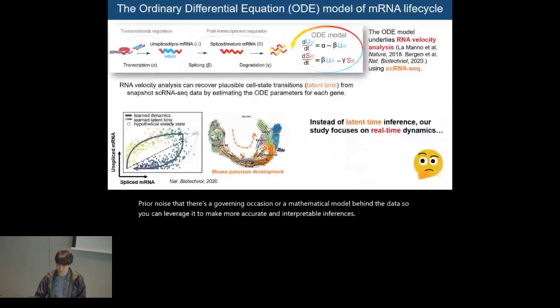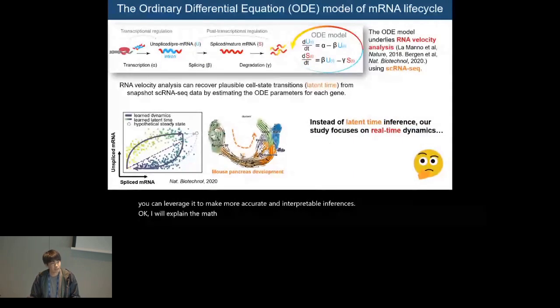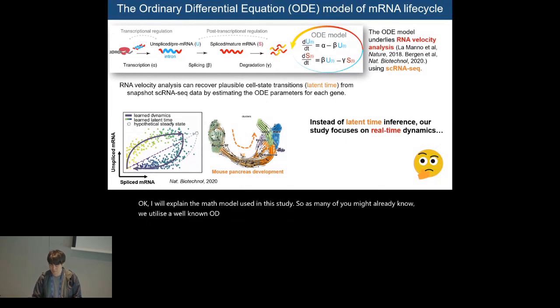Okay, I will explain the math model used in this study. As many of you might already know, we utilize a well-known ODE model that describes the mRNA life cycle. In this model, pre-mRNA is transcribed at the transcription rate alpha and spliced at the splicing rate beta. And then spliced mature mRNA is degraded at degradation rate gamma.